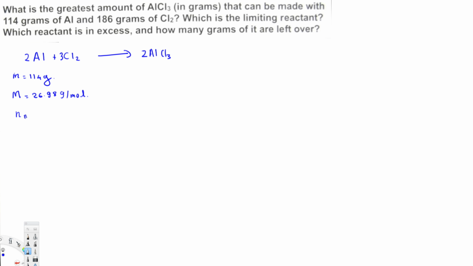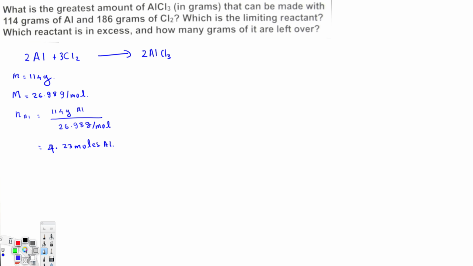So moles of Al is going to be simply 114 gram of aluminium divided by 26.98 gram per mole. And if you calculate this one, you will get 4.23 moles of aluminium. So this is what we get from this one. So let's calculate the other one, that is Cl2.